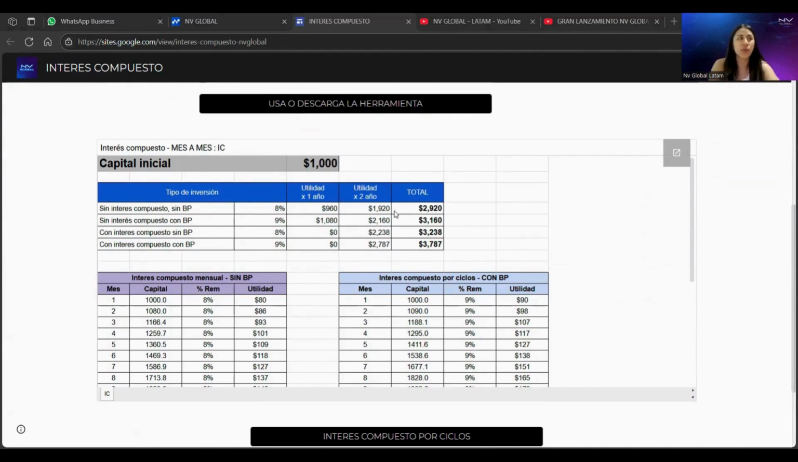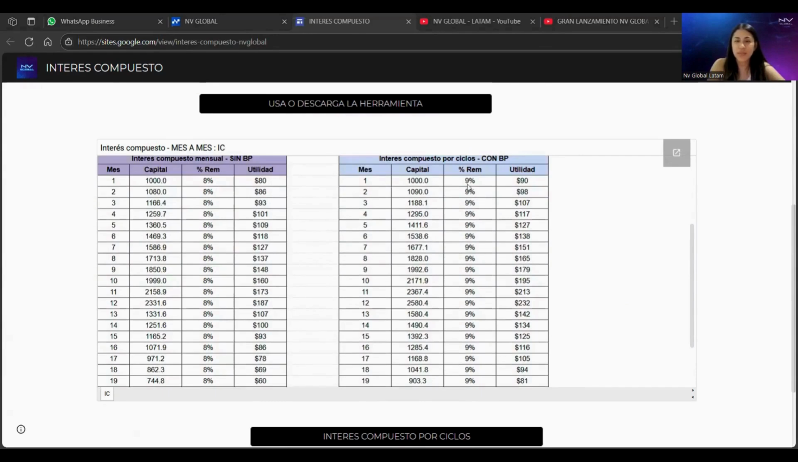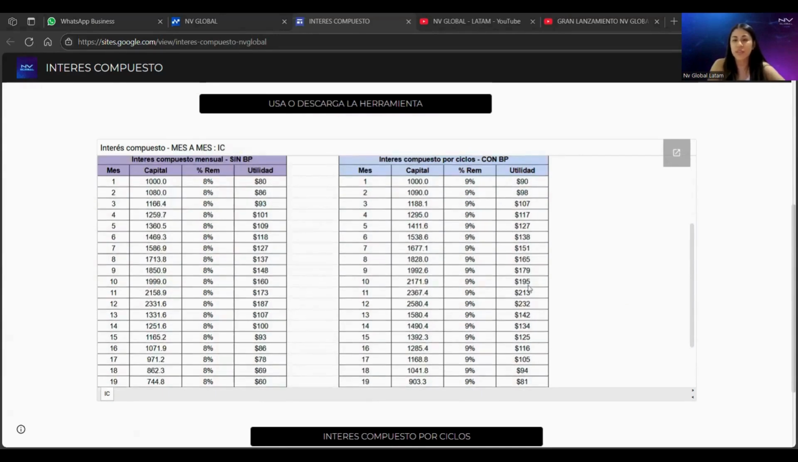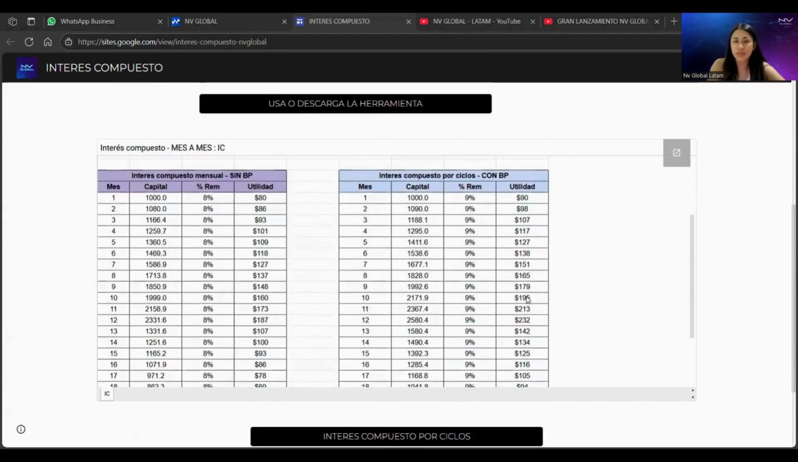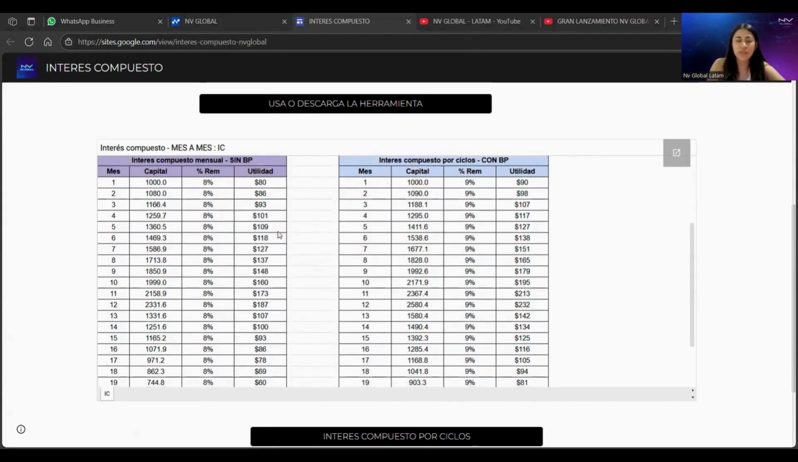Then, if we use compound interest and also have a business pack, we'll get a 9% profit. But the fact of, look here it is, 9%. The fact of using compound interest will allow you to have better profits month by month, okay? So I want you to compare just here in this initial chart what the difference is between using compound interest for 2 years without the business pack and with the business pack. So look, here you can see that the difference is almost $500 practically.